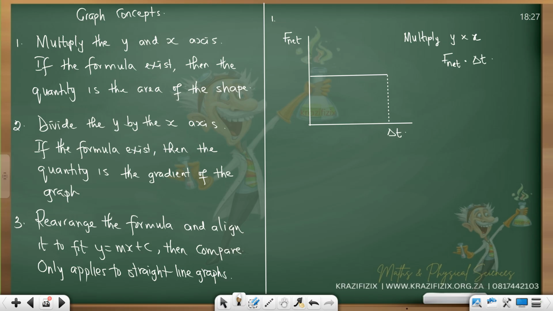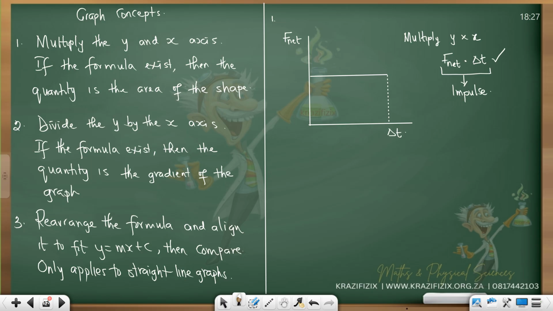Okay. Question. Have you seen this formula today? Yes or no? Here you have to know your formulas now. Okay, this formula exists, right? So I'm going to put a tick on it. Oh, great. It exists. That's what I mean by if the formula exists. And what is this quantity? This quantity is called the impulse.